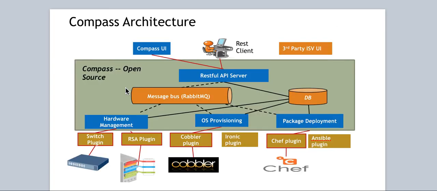And this diagram shows the internal architecture of Compass. I'm not going to cover the details here, but please note that the Compass core is open source software, available today, and we have an extensible architecture. In the diagram, we say that for hardware management, we could use a switch plugin where we use SNMP queries to figure out what is connected to machines, topologies, and things like that.